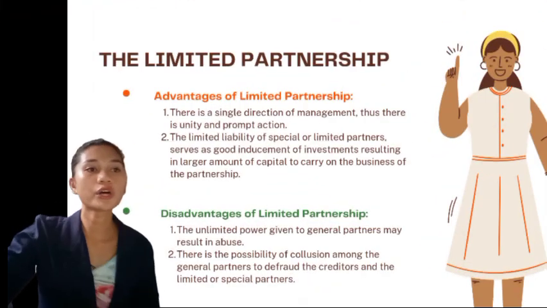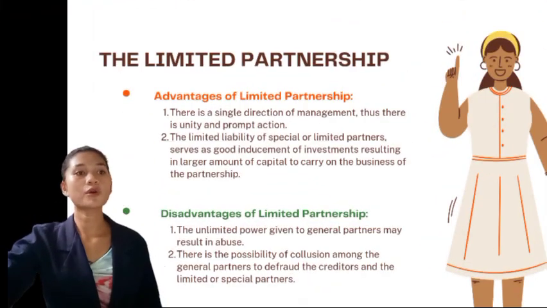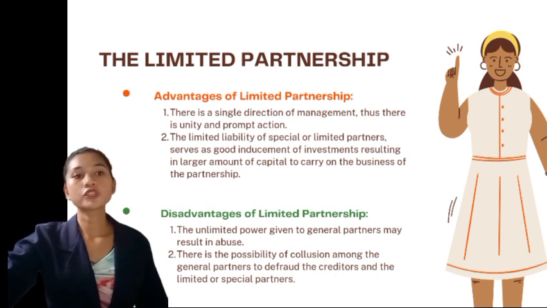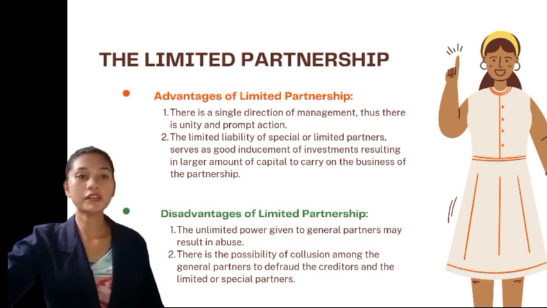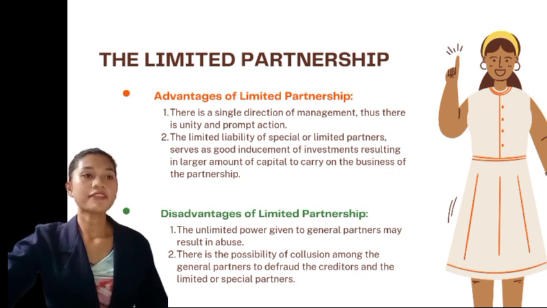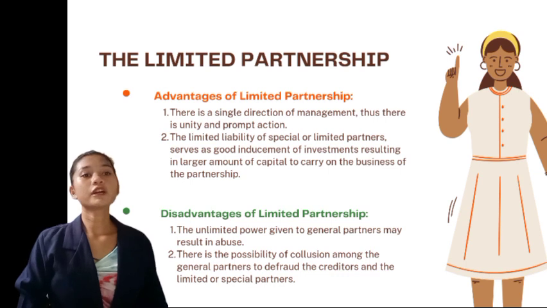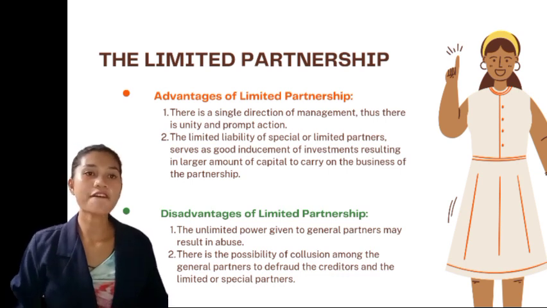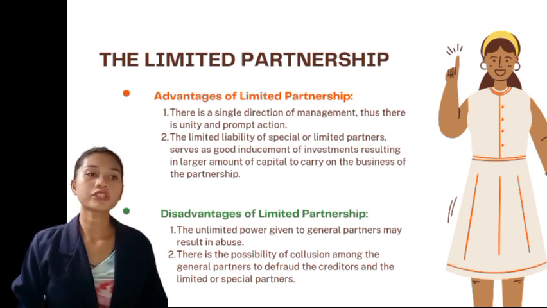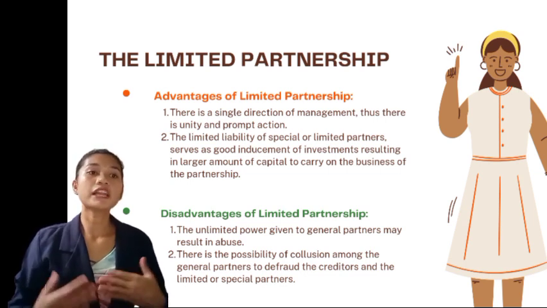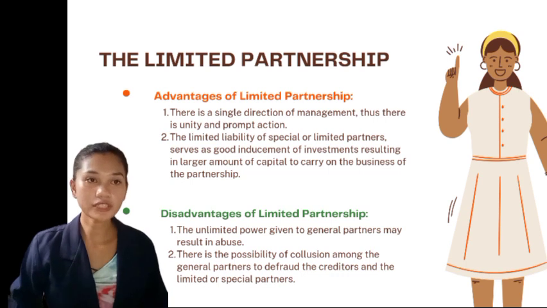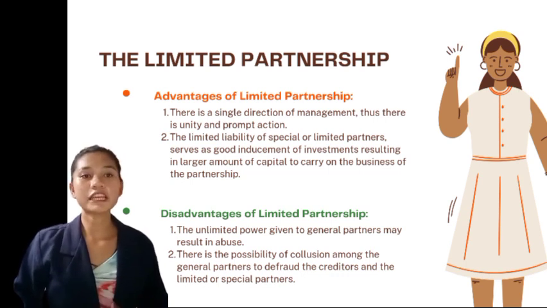Alright, let's move on to the limited partnership. So, in limited partnership, there are two kinds of partners, namely the general partners and the special or limited partners. The general partners, who have unlimited liability, manage the operation of the partnership. The limited or special partners have limited liability, which is up to the extent of their investment.